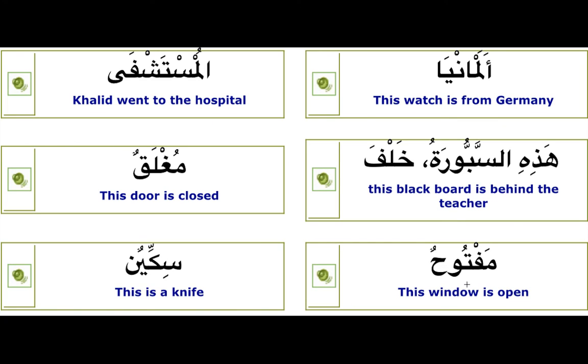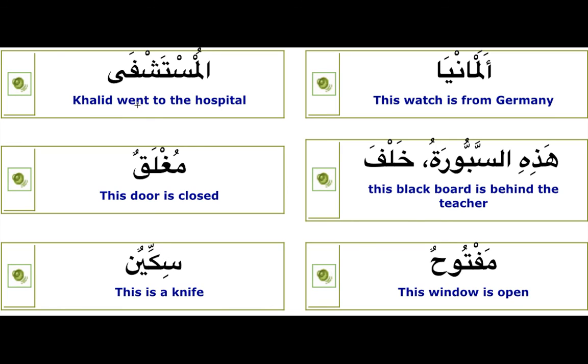Maftuhun, something is open. What is it? This window. So window means nafidatun. So you say hadihin nafidatu. Hadihin nafidatu maftuhun. This should be maftuhatun. It's a tricky one there. It's al-mustashfa. So if you can write this, just put your head, write this, inshallah.